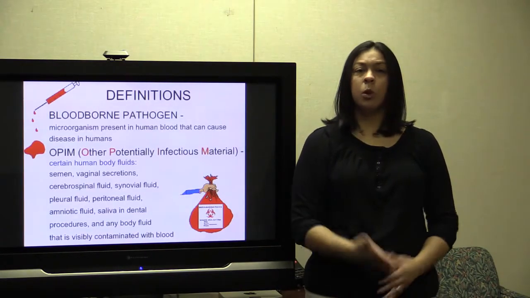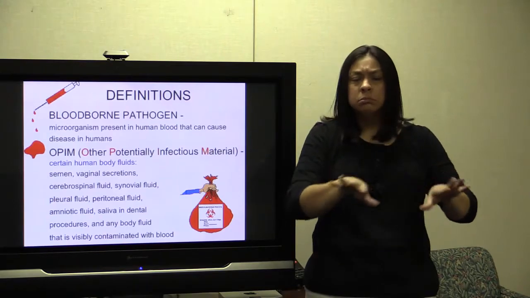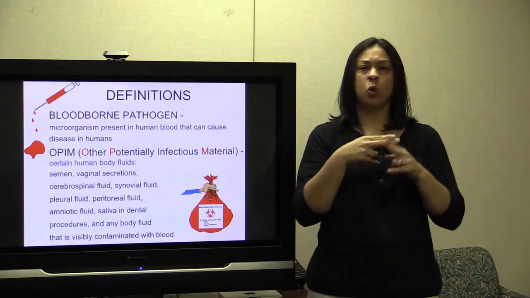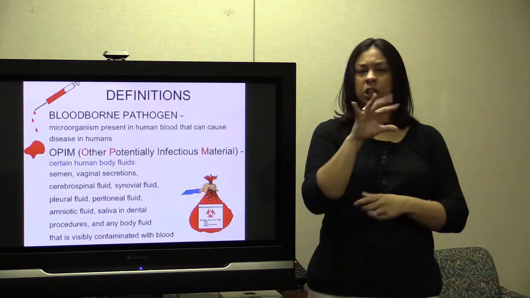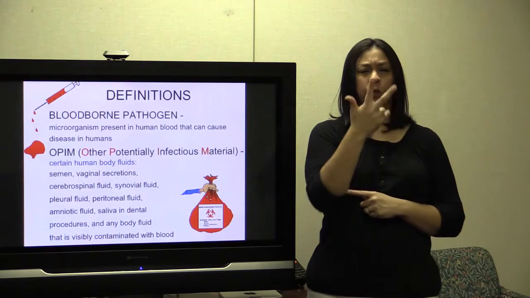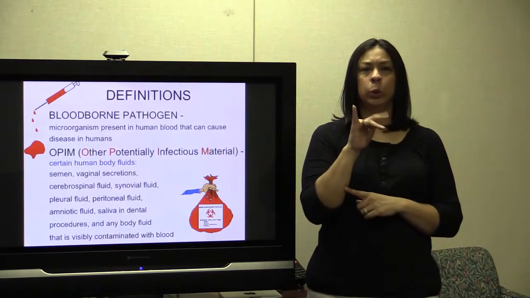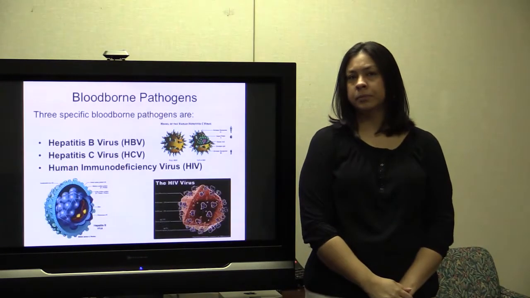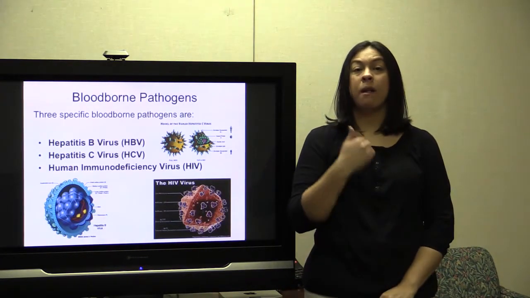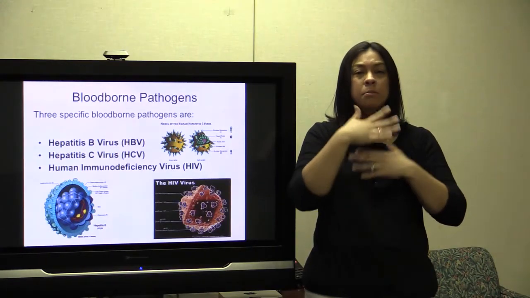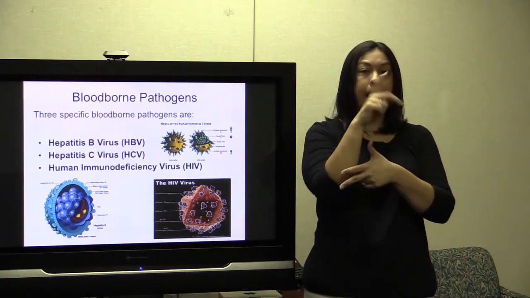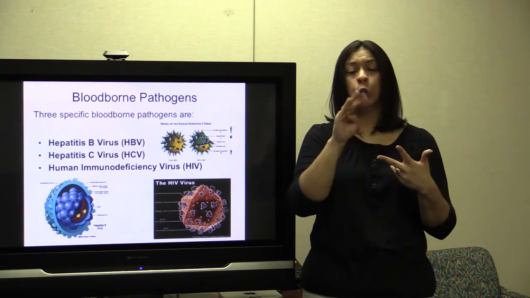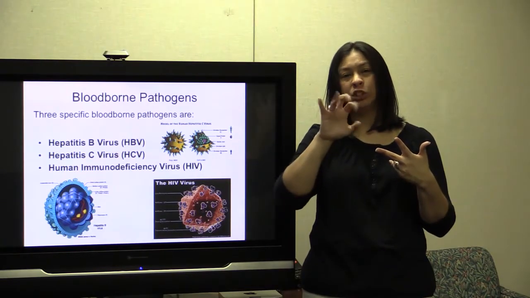So what is the definition of bloodborne pathogens? These are all the secretions or fluids that we have in our body, which are called potentially infectious materials. About 3/4 of our body is made up of fluid, and it's actually all of these fluids that are included. We have three specific types of bloodborne pathogen that we're going to talk about: Hepatitis B virus, Hepatitis C virus, and human immunodeficiency virus, which is HIV.